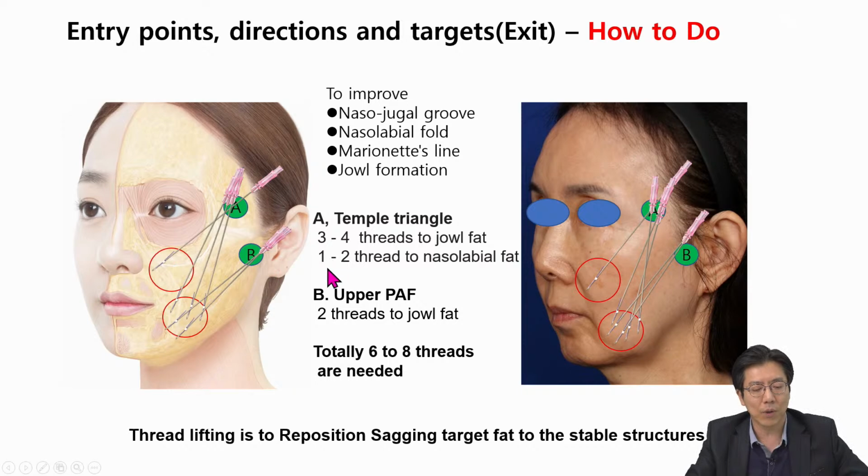Sometimes I can put one thread, but if they have a very big and very sagging nasolabial fat compartment, I put 2 threads. And to improve the nasolabial fold and the meridian line, this line, I put the thread from the B point, upper PAF, just one finger breadth from the tragus. Mostly I put 2 threads to improve the meridian line. In total I put 6 to 8 threads for one side to rejuvenate our face.